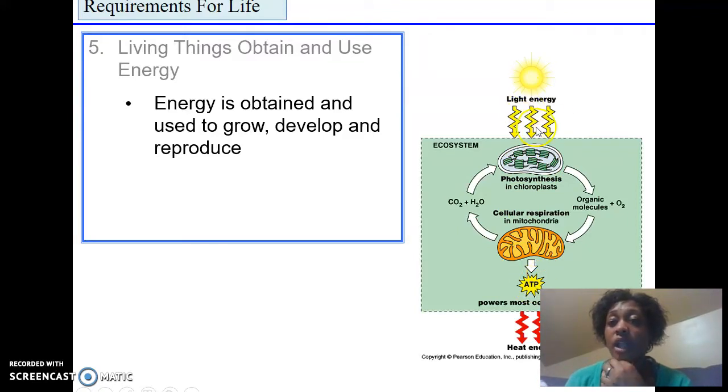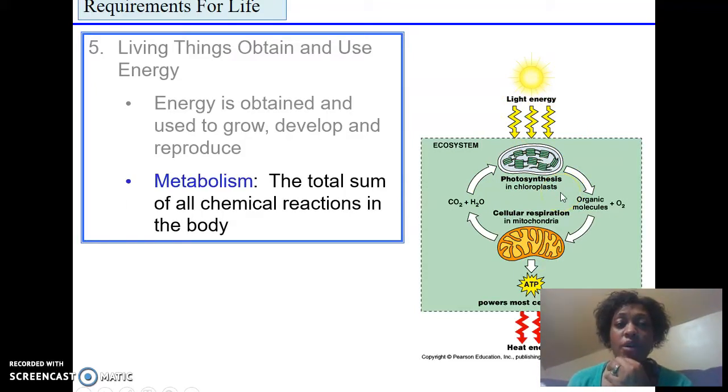The sun or light energy is the primary source of energy for all of these things. And so when you talk about any of these processes, these things essentially occur because of what we refer to as metabolism. So whether you're talking about photosynthesis or cellular respiration, these are metabolic processes.